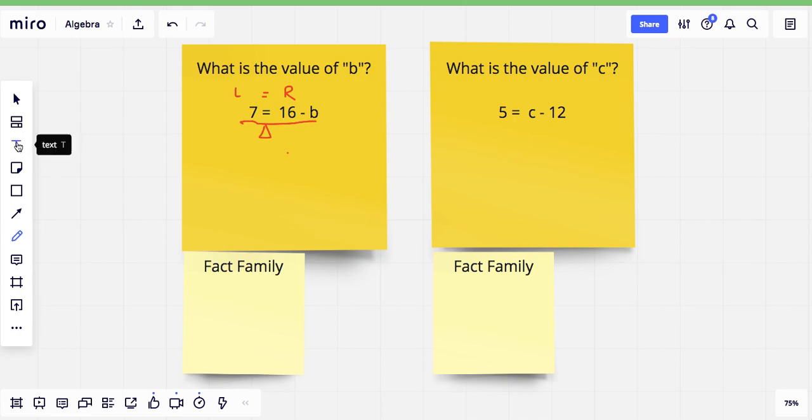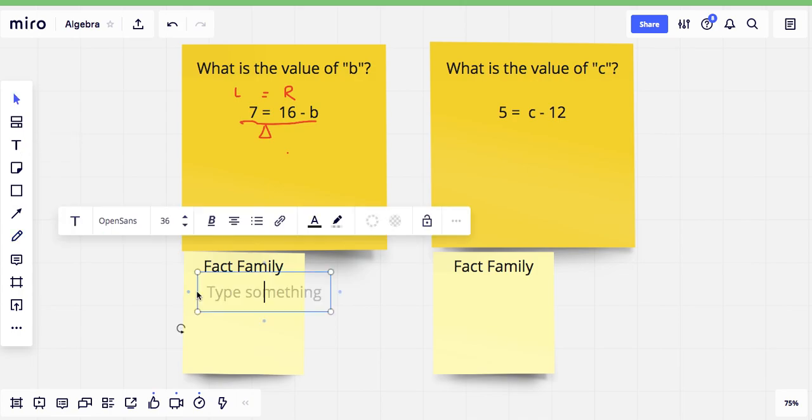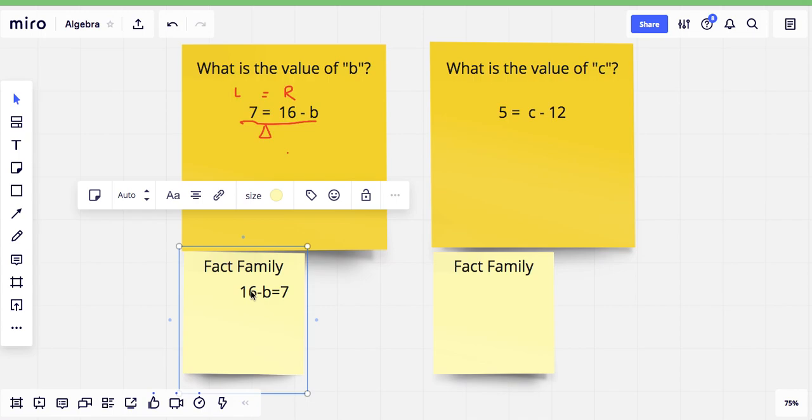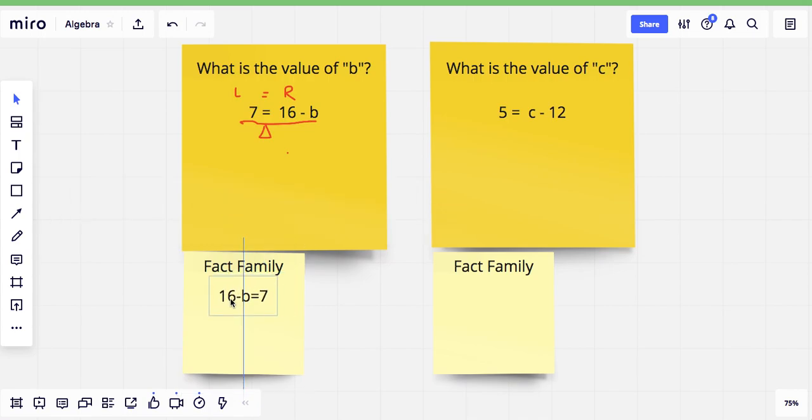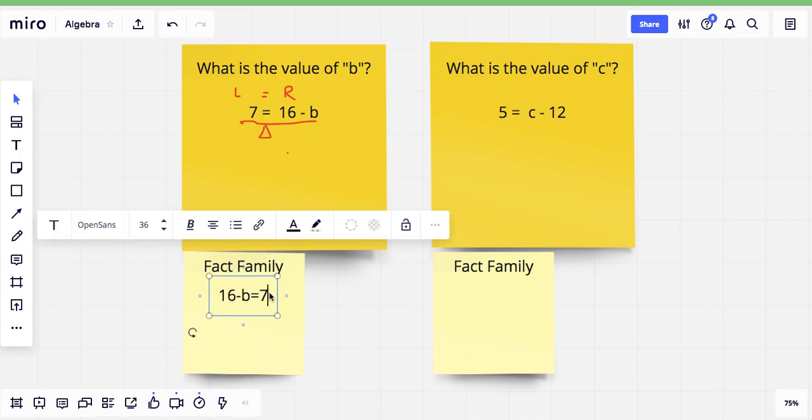So if I was to go to fact families and think about fact families for a second here, just before we start, I can say that 16 minus B equals 7. That's exactly what we have written up top there. We have 16 minus B equals 7. All I've done is I've just flipped it to the other side. So if I look at my fact families, that's the same as saying 16 minus 7 equals B.